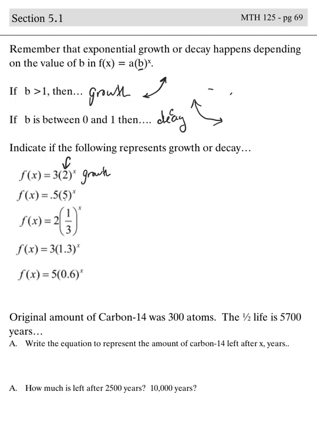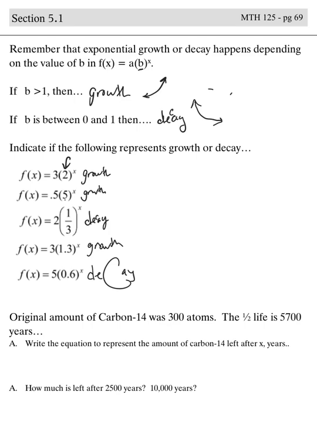5 is greater than 1, so this is growth. 1/3 is between 0 and 1, so this is decay. Oh my god, I don't know why I can't keep remembering to put the C in there. 1.3, greater than 1, this is growth. 0.6, this is decay. There you go. I didn't forget the C that time.